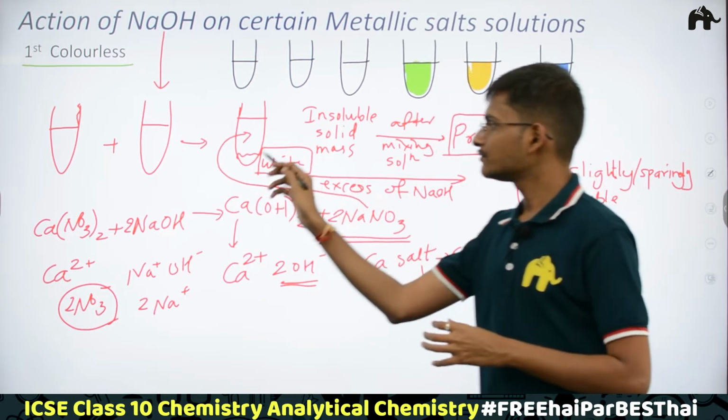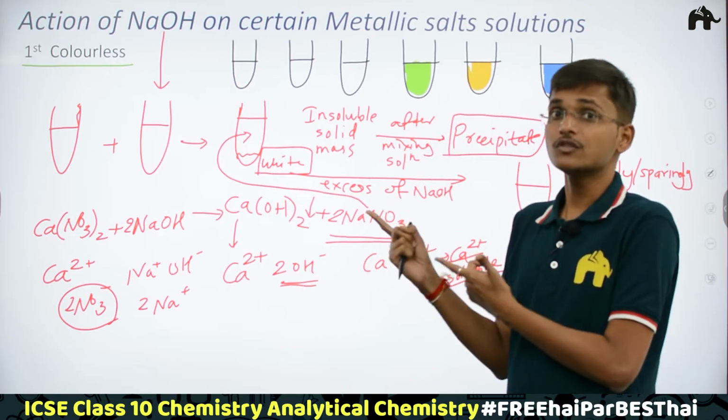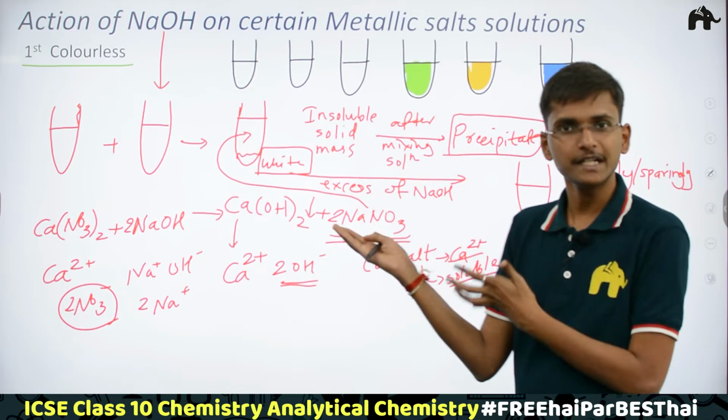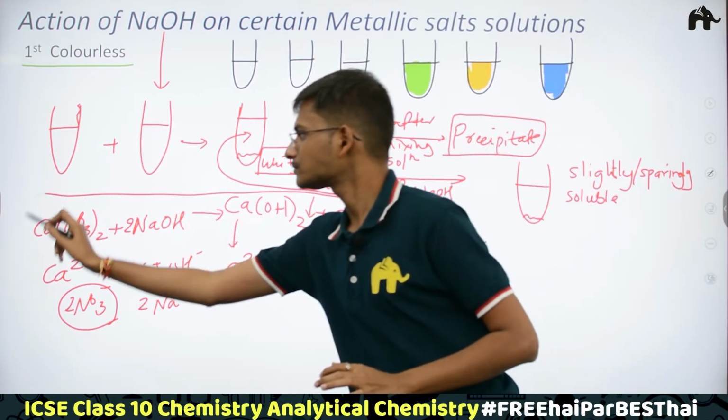Okay, and we can see this white precipitate, calcium hydroxide, because it is insoluble. That's why we call it a precipitate. Very simple. So this was our first reaction.